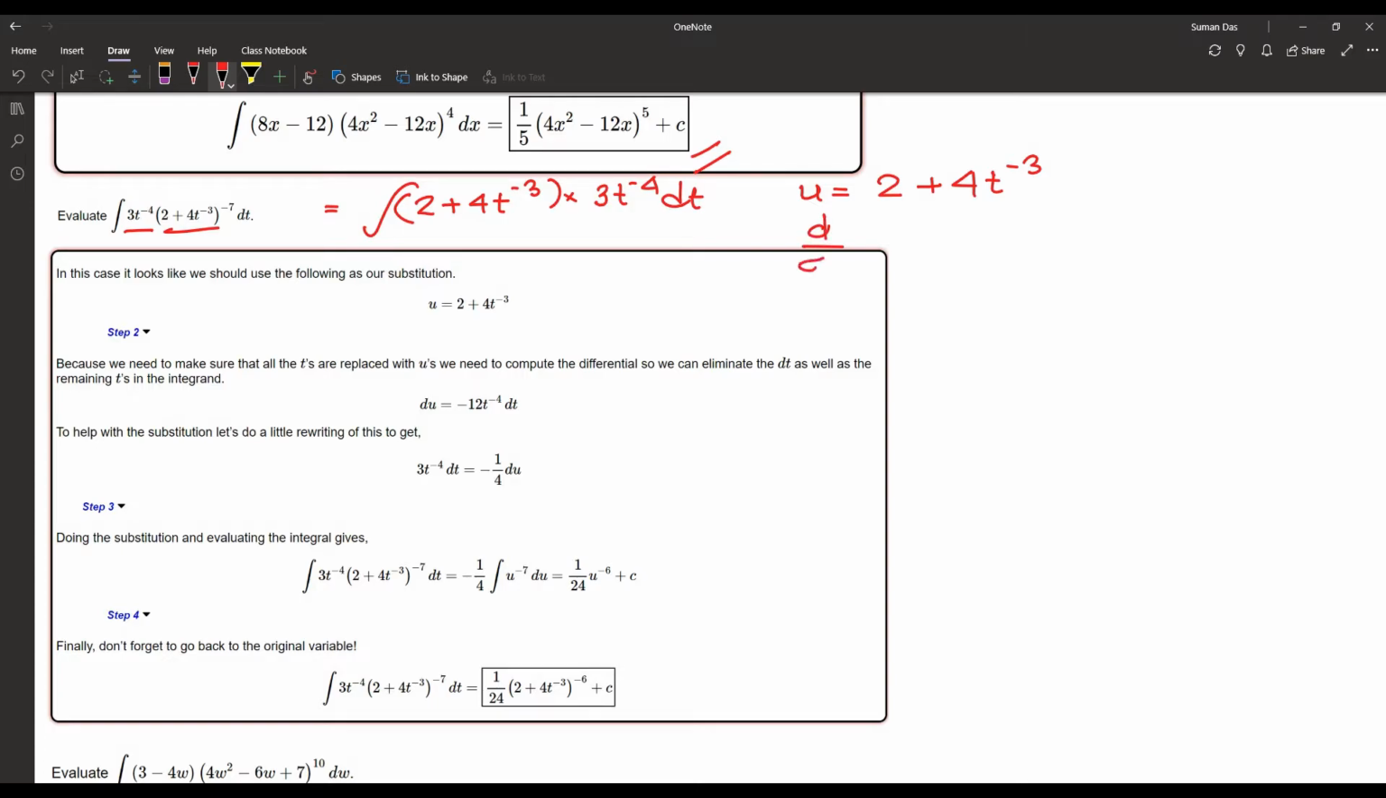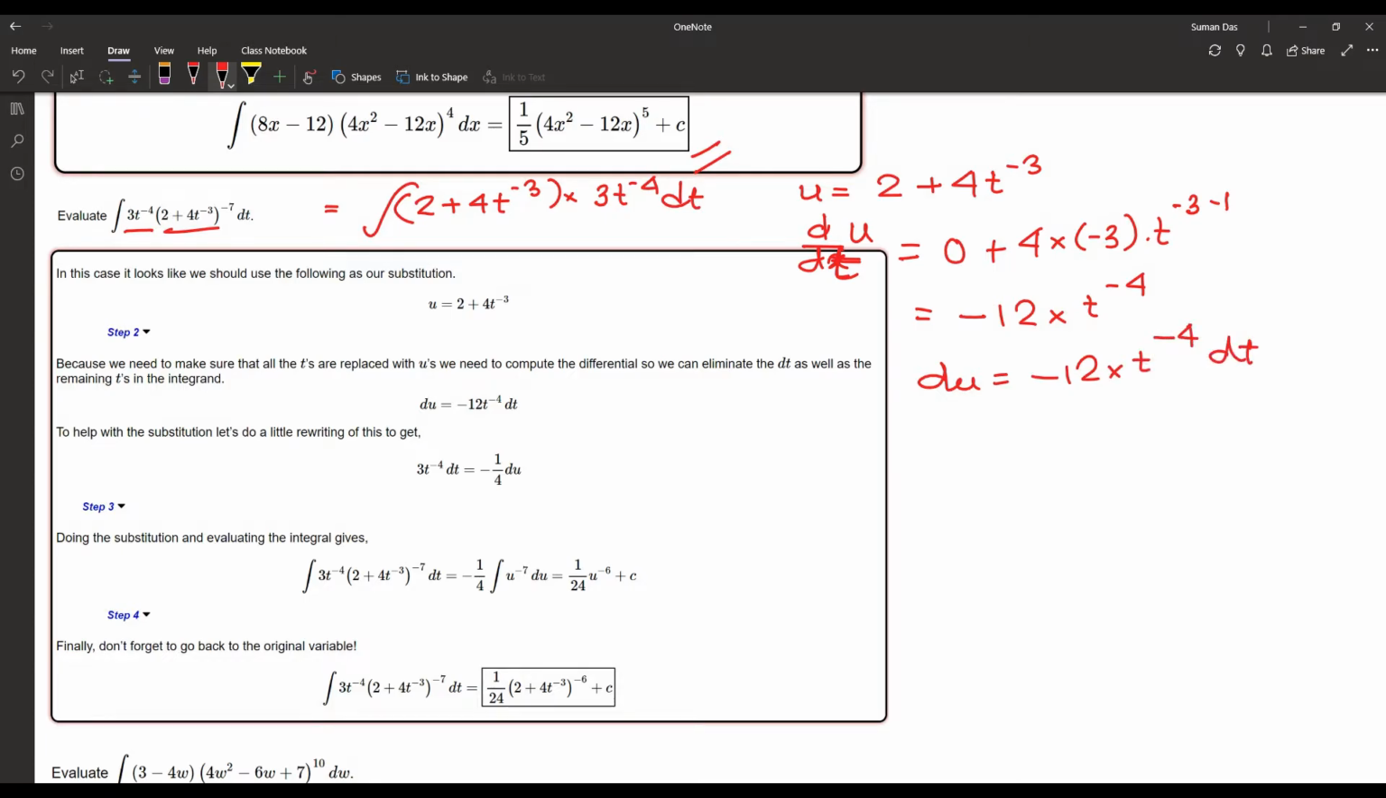So if we differentiate u with respect to t, that is equal to, first one is 0 plus 4 into minus 3 t to the power minus 3 minus 1. So that means minus 12 into t to the power minus 4. So we may write du as minus 12 into t to the power minus 4 dt. But here that has been given 3.